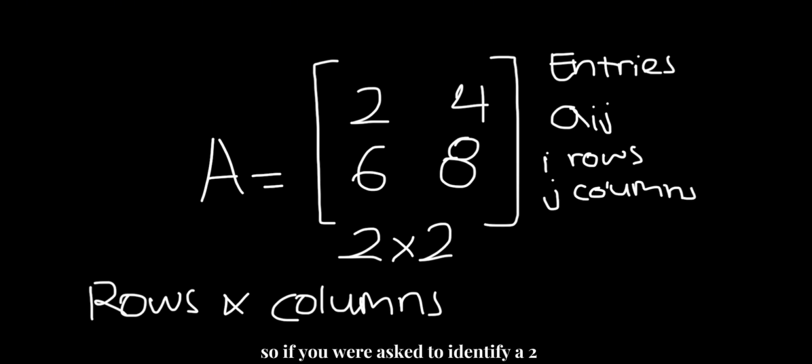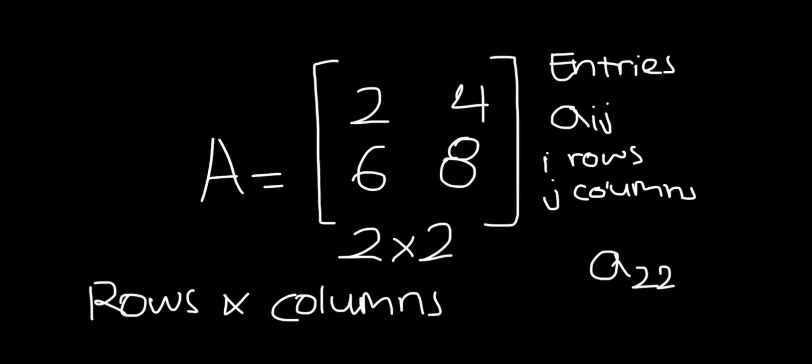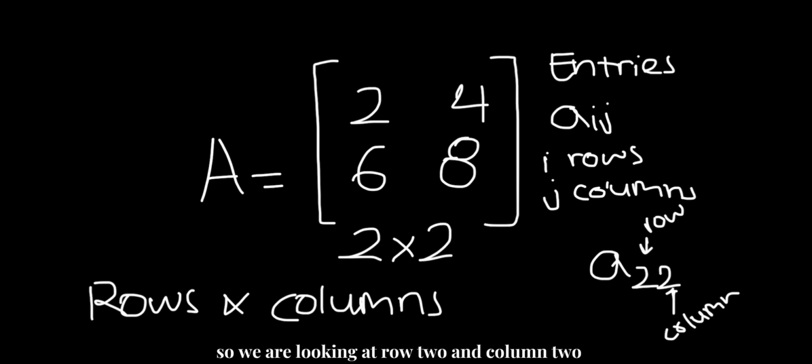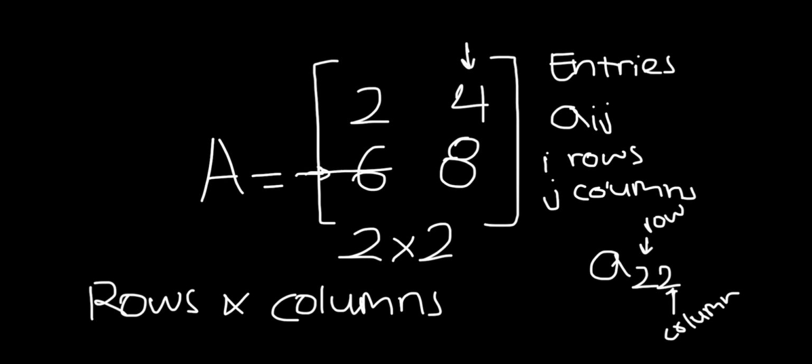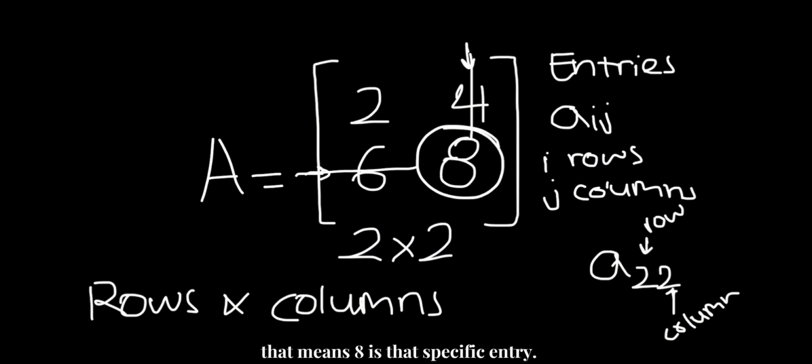So if you are asked to identify A22, which entry would that be? Now A22 is referring to row 2 and column 2. So we are looking at row 2 and column 2. That means 8 is that specific entry.